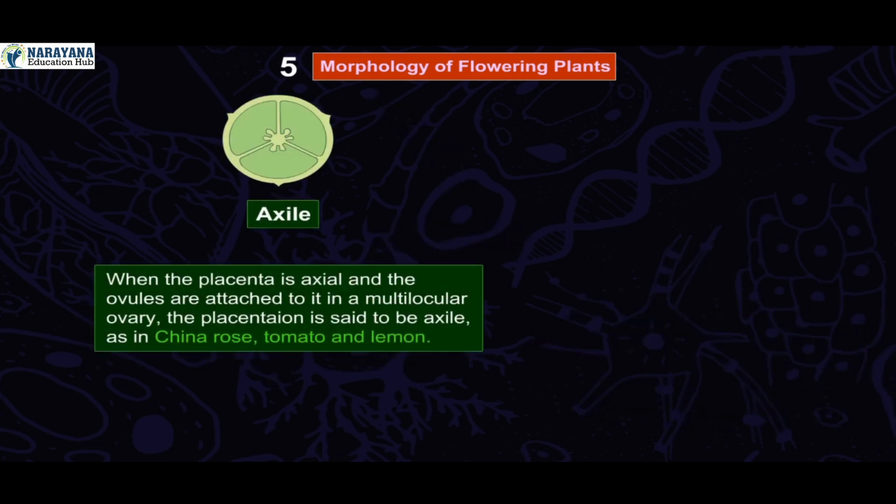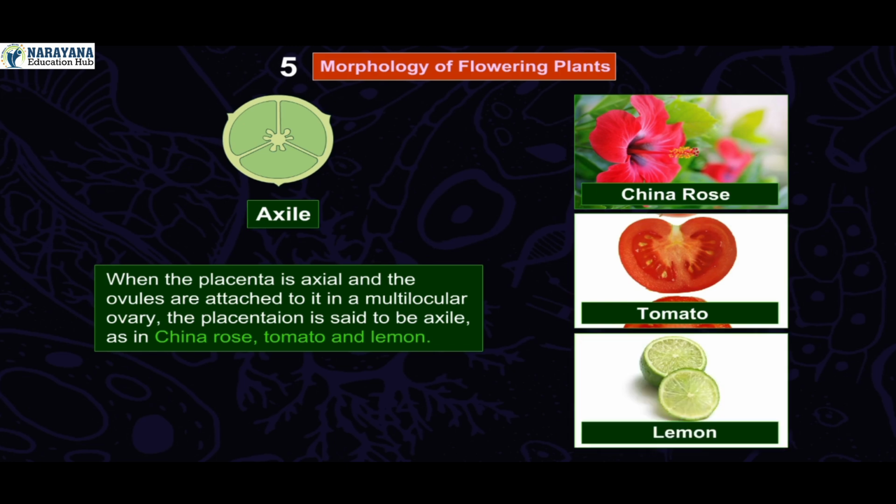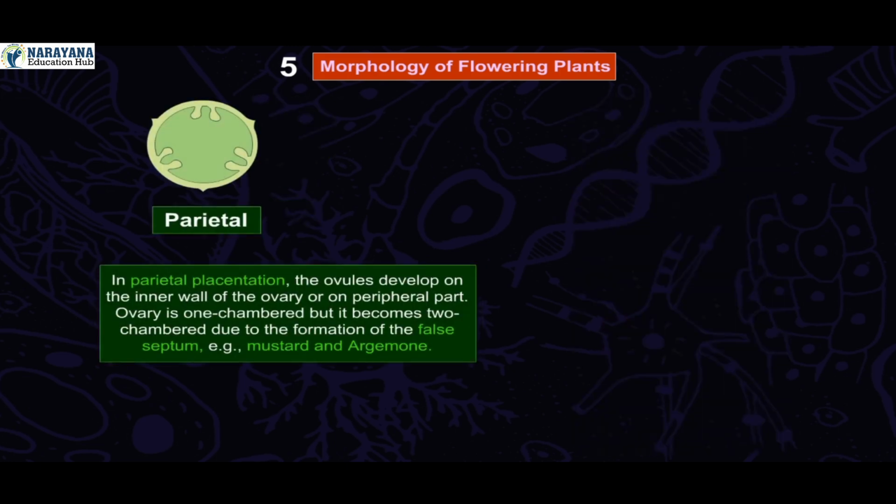When the placenta is axial and the ovules are attached to it in a multilocular ovary, the placentation is said to be axial, as in China rose, tomato, and lemon. In parietal placentation, the ovules develop on the inner wall of the ovary or on the peripheral part. Ovary is one-chambered, but it becomes two-chambered due to the formation of the false septum.